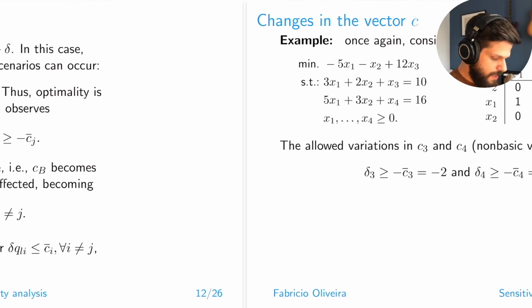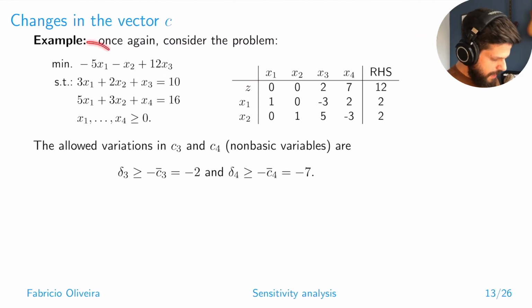So let's have a look at this in a numerical example once again. Exactly the same example as we had before. If I'm looking, for example, at variations of variables x3 and x4, where x3 is 12 and x4 is 0, basically what's going on is that it can decrease by no more than 2 for this one, and by no more than 7 for this one, because otherwise these are going to become negative and then it's not optimal anymore. But they can increase as much as they want, and that's exactly what we're seeing here.